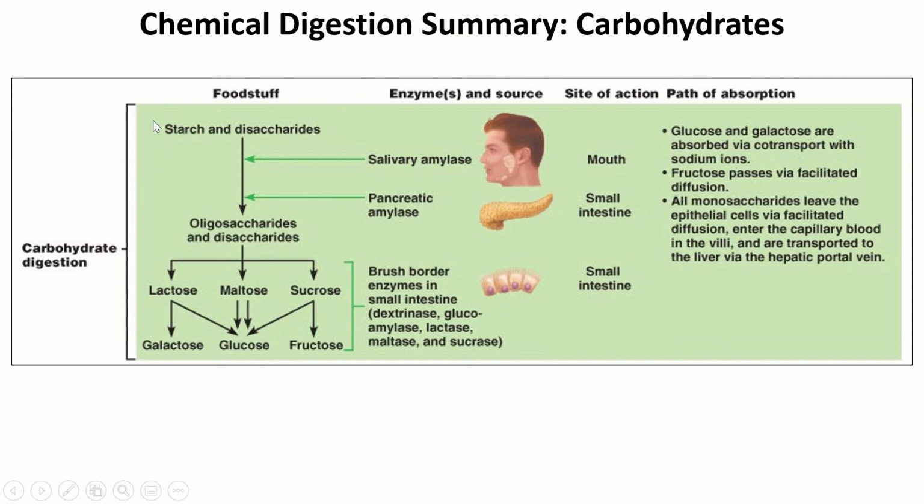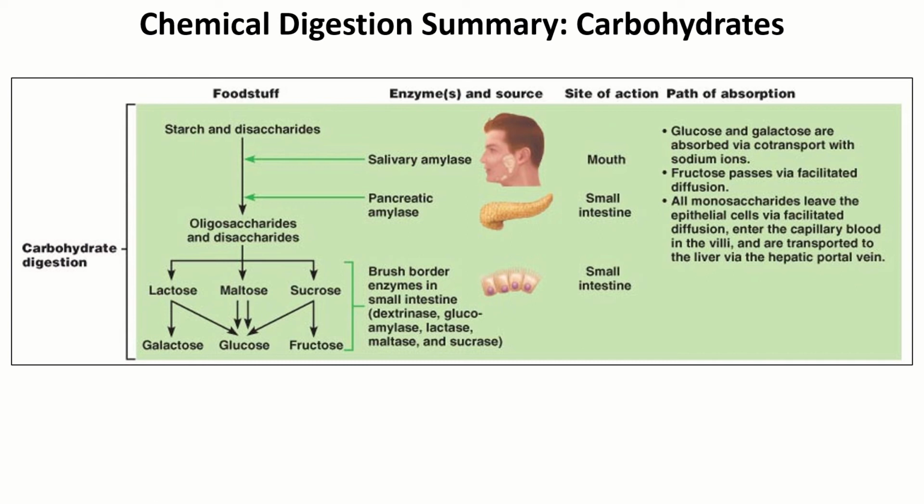And so starch from plants and then disaccharides from other sources like fruit and other animals can be broken down into short chains of carbohydrates known as oligosaccharides and disaccharides. Now a disaccharide is just going to be two of these tiny little molecules known as monosaccharides joined together. And of course, they are named lactose, maltose, and sucrose. So those are those disaccharides.